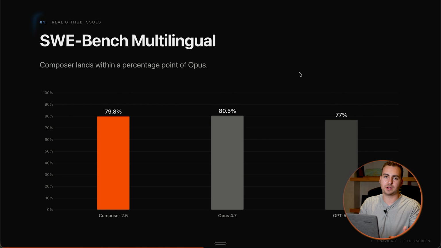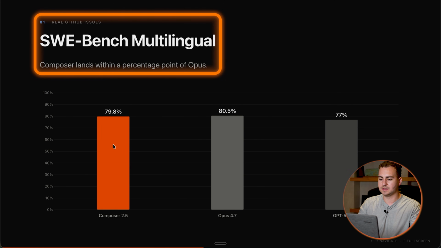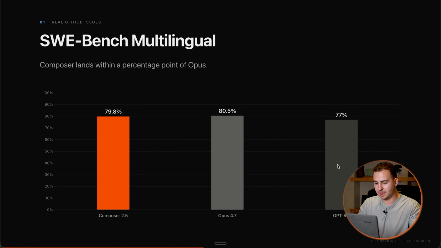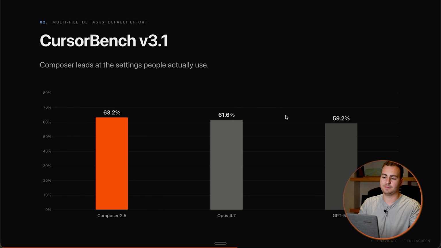If we keep going and we look at a SweBench multilingual, you can see that it is very similar performance, in fact, even better than GPT 5.5. If we have a look at Cursor Bench v3.1, of course, it's going to shine here because this is Cursor's own benchmark, but we can see it outperforms the field.